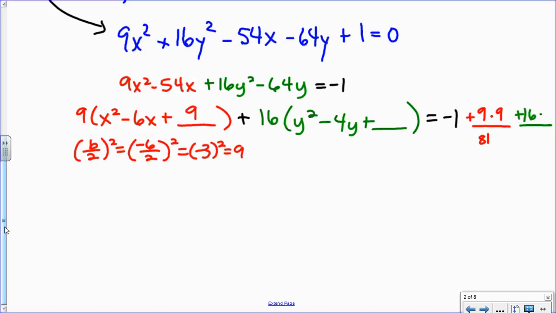Okay, Cindy, what number did you use to complete the square on y? Okay, 4. So negative 4 divided by 2 was negative 2, and negative 2 squared was positive 4. So over here, that's actually 16 times 4, which is 64. Okay, good. Then I do the factoring.